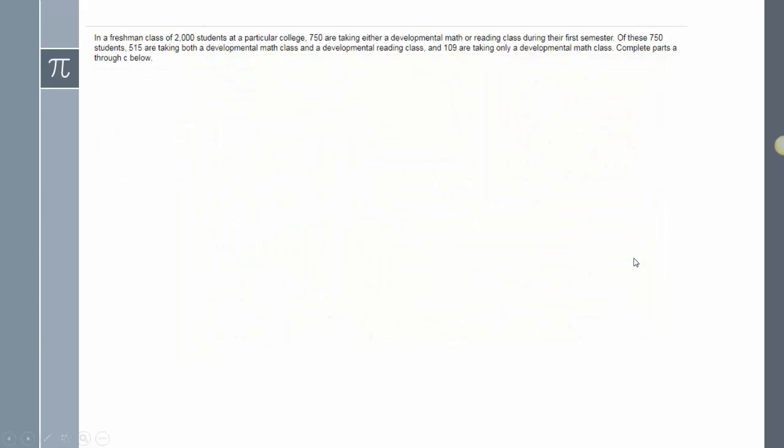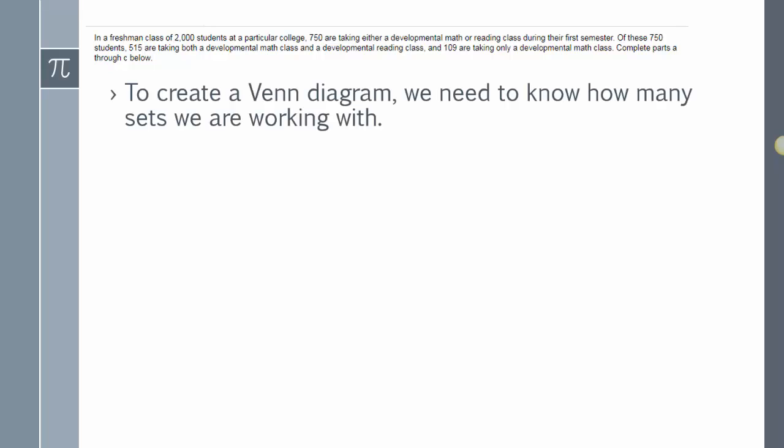In a freshman class of 2,000 students at a particular college, 750 were taking either developmental math or reading during their first semester. Of these 750, 515 are taking both developmental math and developmental reading, and 109 are taking only developmental math. Now in my math lab, they're going to give you, for the first question, several options as the correct Venn diagram. We're going to create a Venn diagram here.